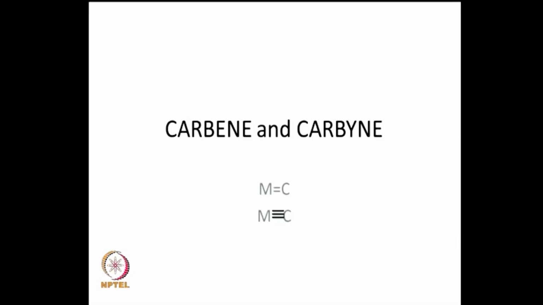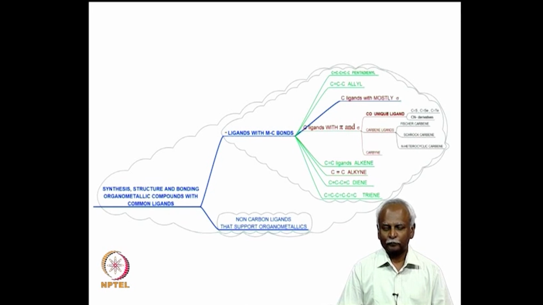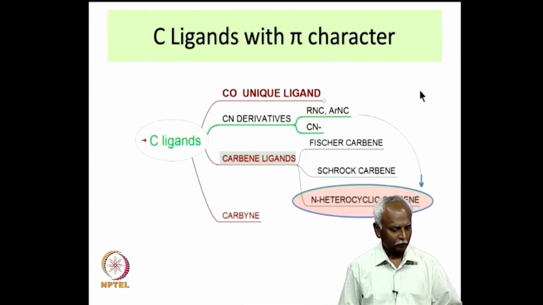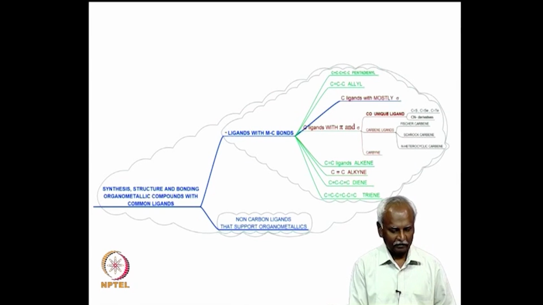In this lecture, we will discuss complexes which have multiple bonds between metal and carbon. We have already seen carbon monoxide and a few other ligands, and I have shown this in this ligand map which I have drawn. So, you can see that carbon monoxide occupies a unique place in the ligand space.